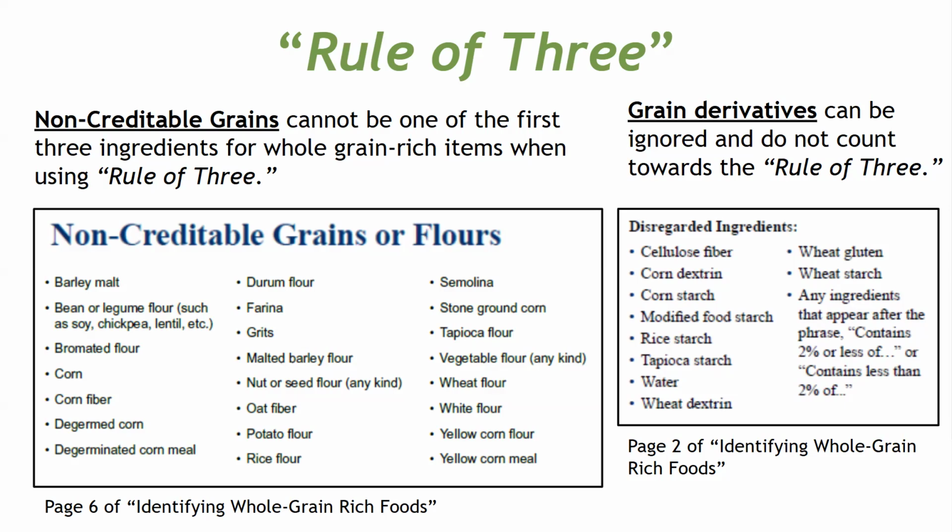And then there are other ingredients called grain derivatives, and these are able to be disregarded. So you can just ignore these if you see them on the ingredients list. And this list is on page 2 of the resource we provided. So some examples here are cellulose fiber, cornstarch, rice starch, water, wheat gluten, or anything that follows the phrase contains 2% or less of. So any of those ingredients you can ignore.